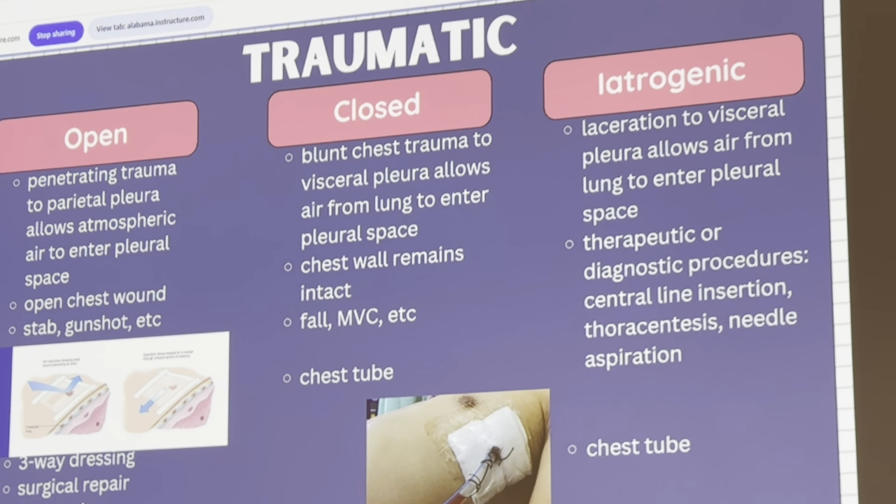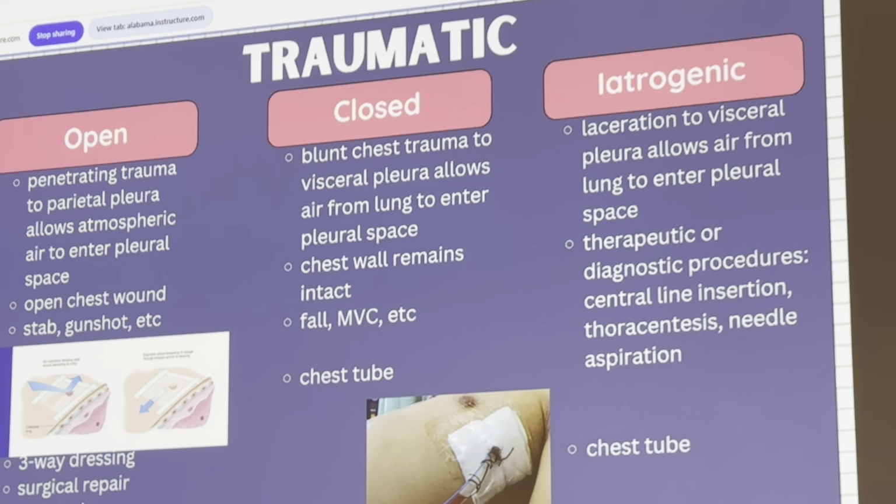More long-term, we're going to put in a chest tube to drain out that excess air and any excess drainage that we might have because of that trauma wound. And then we're going to have surgical repair of that hole, of that pleural space, to hopefully seal that off. And that's our goal with our open pneumothorax.